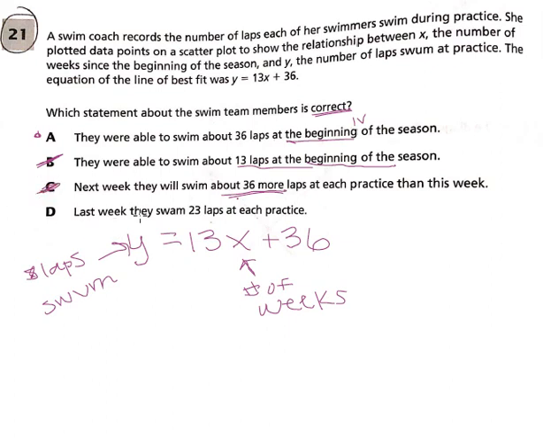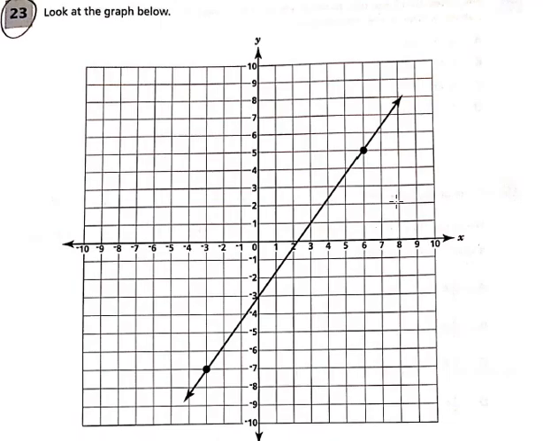Then this one says last week they swam 23 laps at each practice. Well, this situation doesn't tell us anything about last week. This equation is about now into the future. So we cannot make any assumptions using answer choice D. So that gives us answer choice A. So again, our y-intercept is our starting value, what it begins with, and our slope is how much it changes each time the number of weeks in this situation increases by 1. Our y value is going to increase by 13.